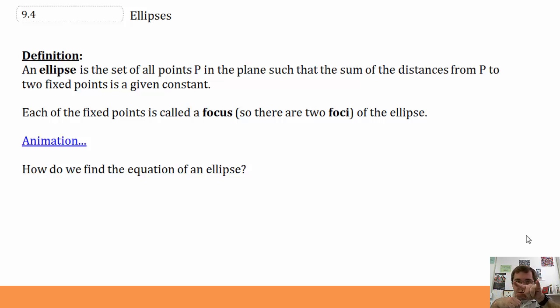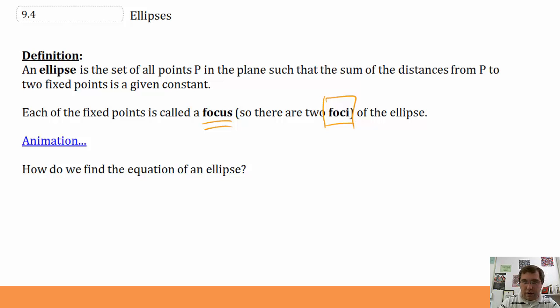Now we've got two fixed points, which we will each call a focus, and we will take the sum of the distances from each of those points. We will add up those two distances, and we want that sum to be a constant. Each of those fixed points, again, we call a focus, so there are two foci of the ellipse. Foci is the plural of focus, so it's not focuses, foci. An ellipse has two foci.